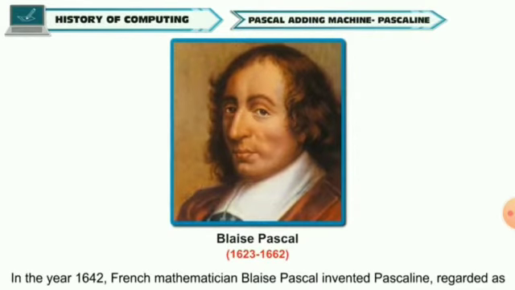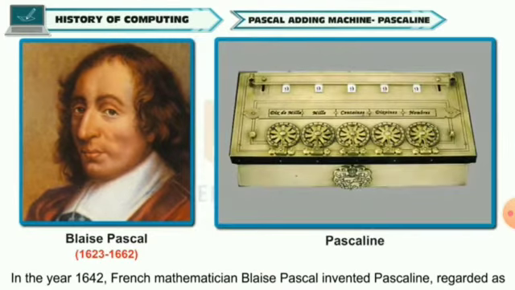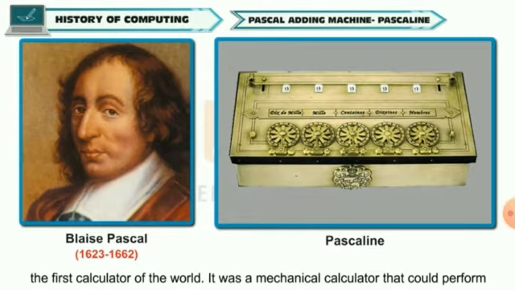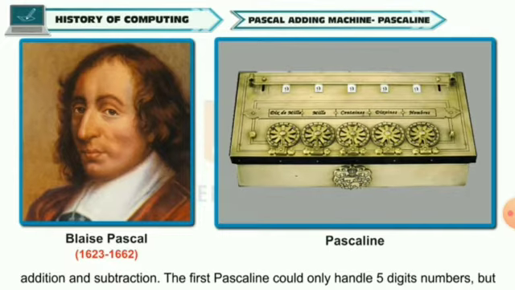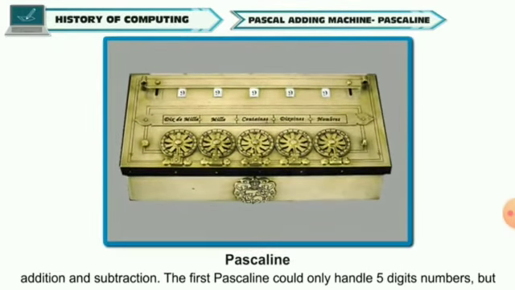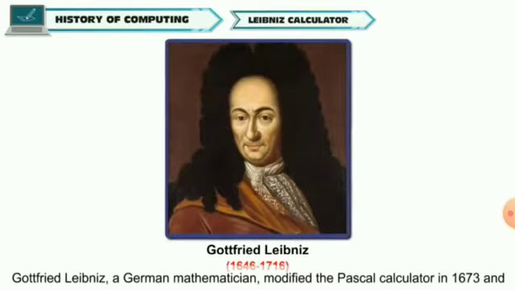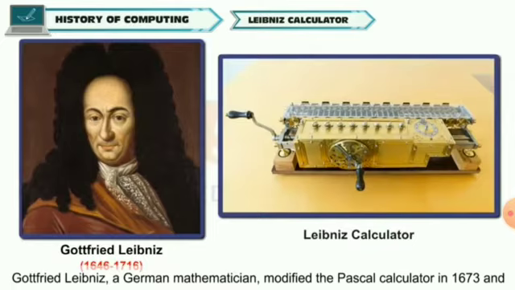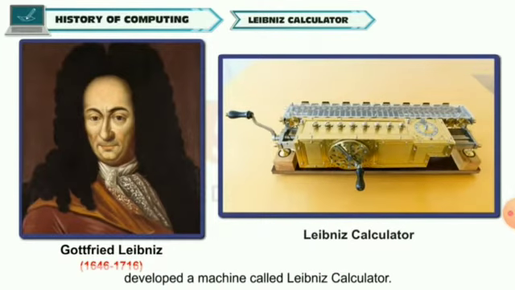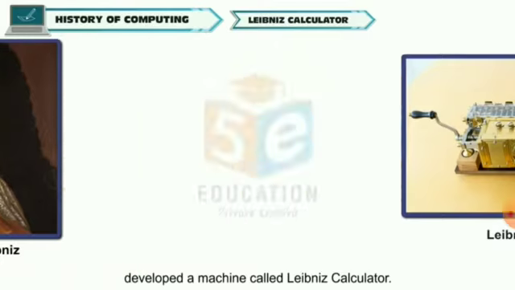In the year 1642, French mathematician Blaise Pascal invented the Pascaline, regarded as the first calculator of the world. It was a mechanical calculator that could perform addition and subtraction. The first Pascaline could only handle 5-digit numbers, but later Pascal developed 6 and 8-digit versions of the Pascaline. Gottfried Leibniz, a German mathematician, modified the Pascal calculator in 1673 and developed a machine called the Leibniz calculator.